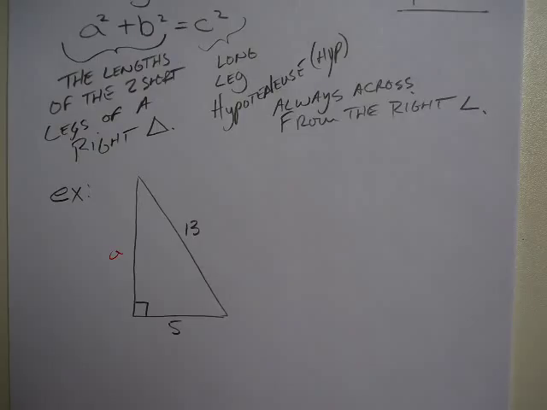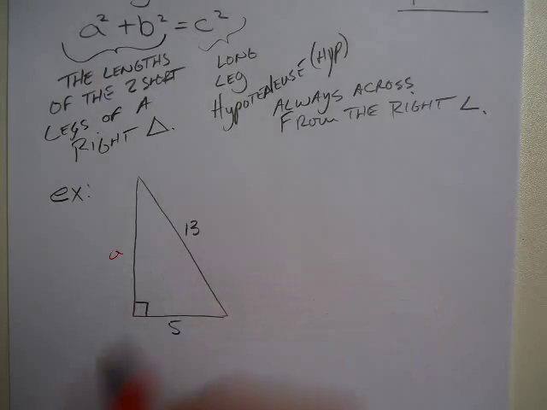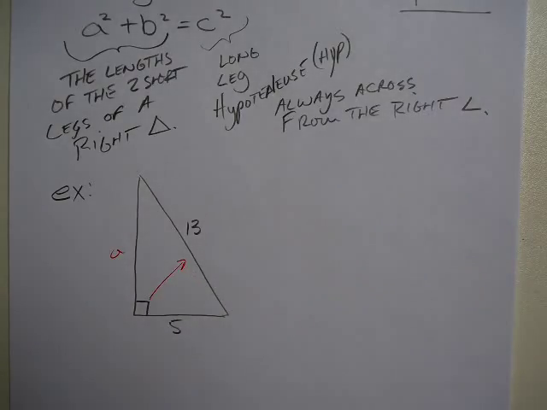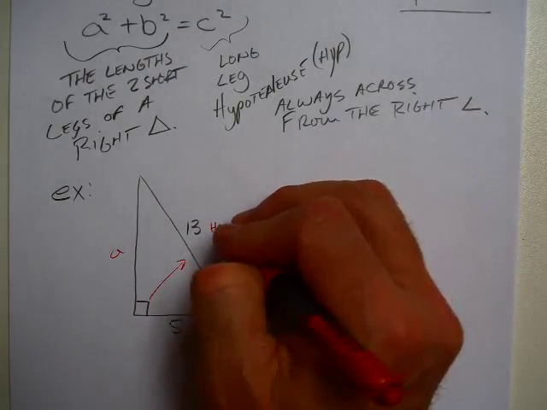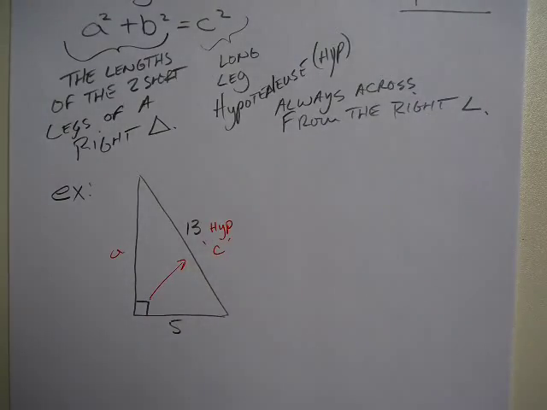Allie? How do we know it's not the longest side, though? Exactly. The right angle tells us that that is the hypotenuse, right? So 13 is the hypotenuse. It has to be C. Okay, it has to go in that spot for C. These two guys can switch place. We can call this B, we can call it A, it doesn't matter.